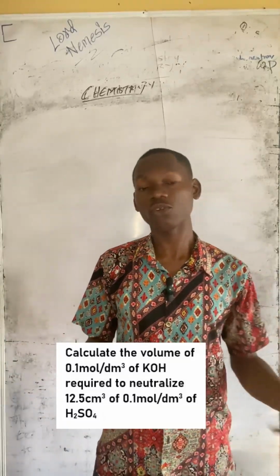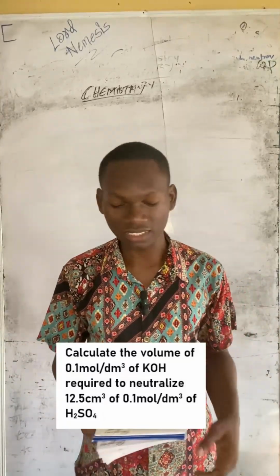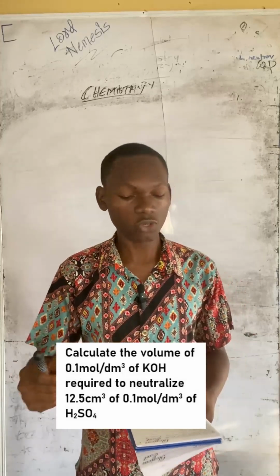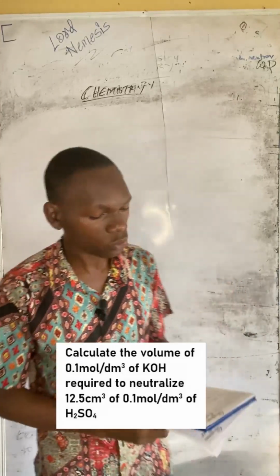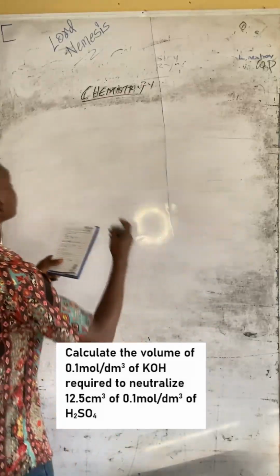And we are asked to calculate for the volume. Like you can see, it's a volumetric analysis question. We are asked to calculate for the volume of a base that will neutralize an acid. Now let's quickly write out all our parameters here.